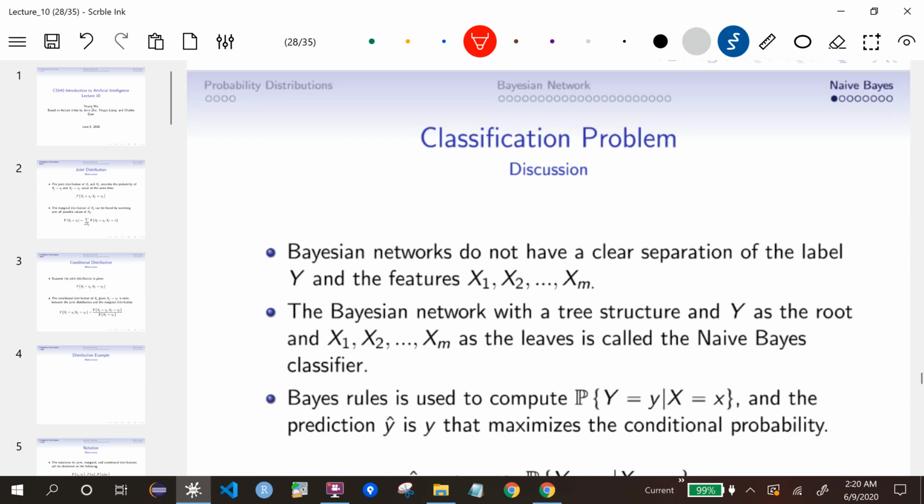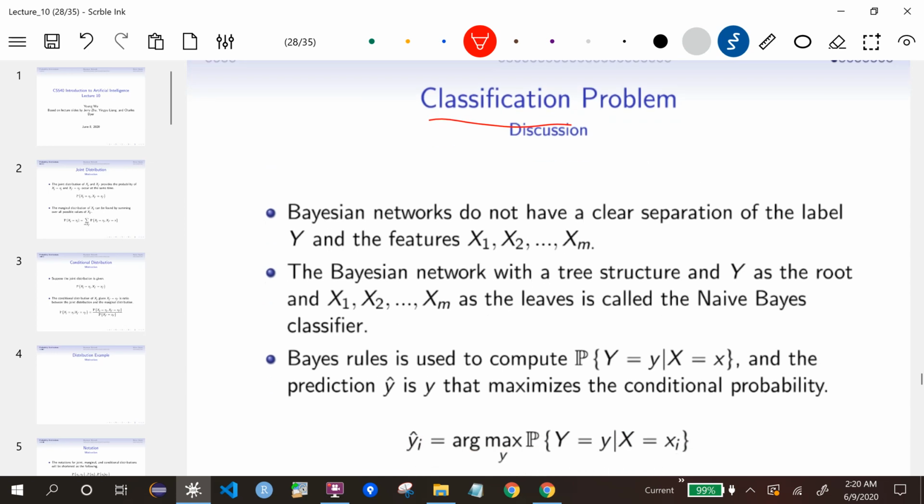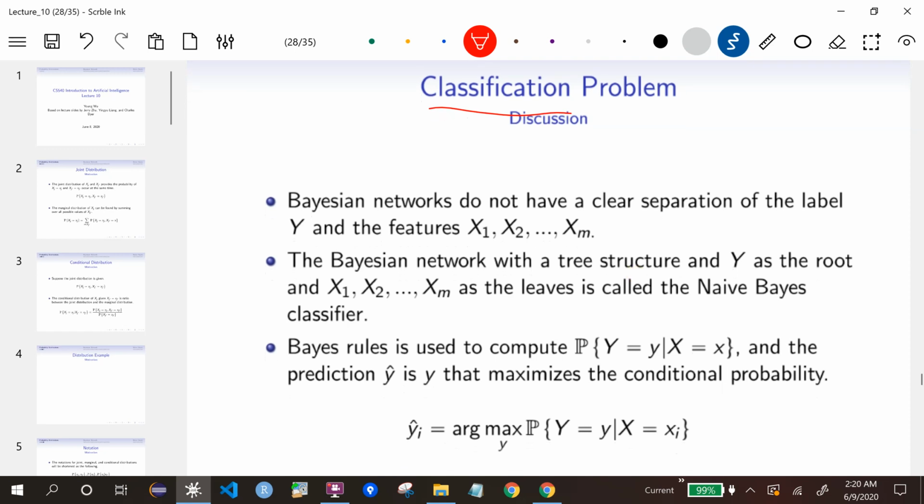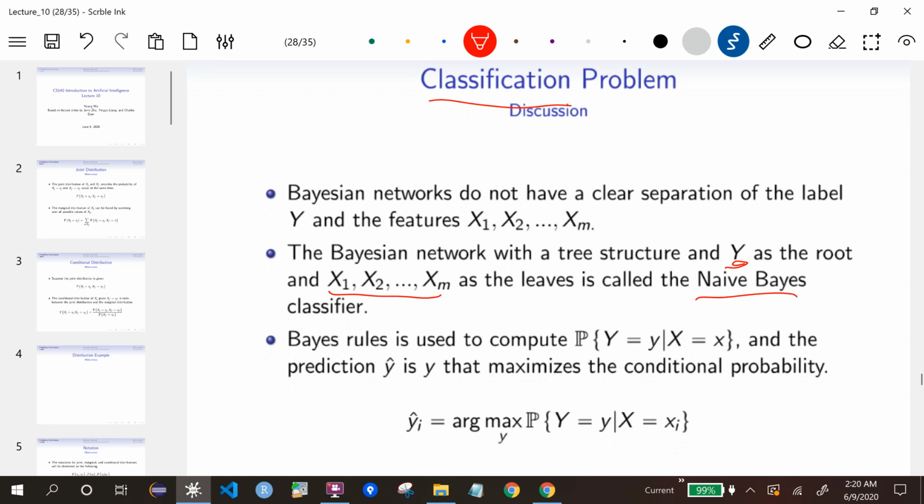This is part 3 of lecture 10. In the previous two parts, we talked about a general Bayesian network, and we actually never talked about the classification problem. We were treating all of them as features. In the example, I talked about what to do if one of them is the label. But there is a special, very simple Bayesian network structure that is specifically used if there's one clear label and all of the other variables are features. It's called the naive Bayes classifier.